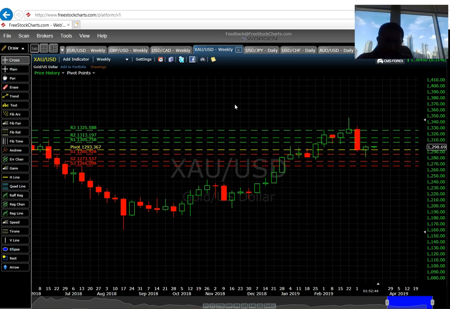I do expect a bullish momentum, but if it falls below in the next couple of days due to the dollar getting stronger, we do expect once again that it will try to retest 1285, and then it will make its move in the upward direction in a bullish momentum.